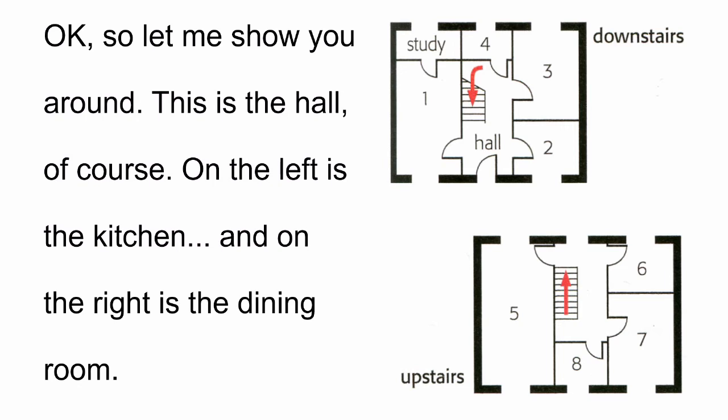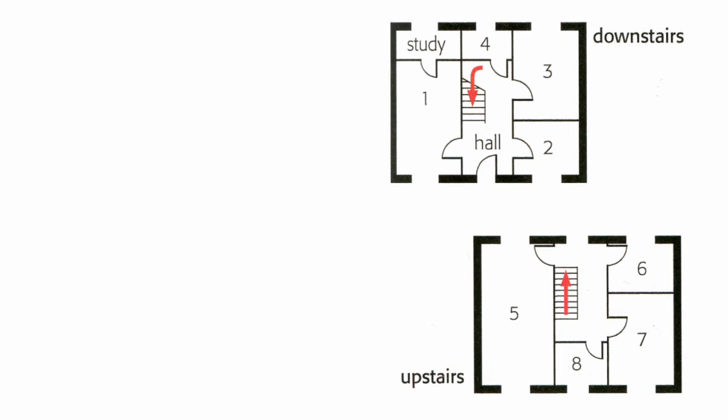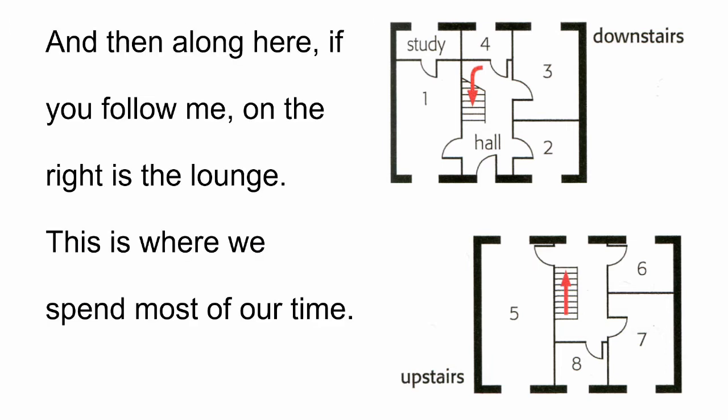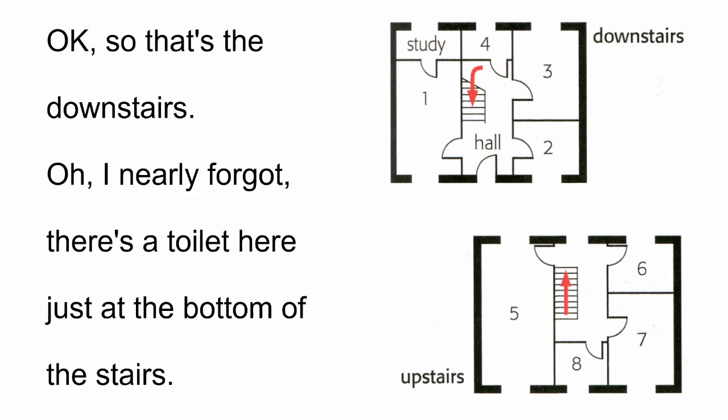Okay, so let me show you around. This is the hall, of course. On the left is the kitchen, and on the right is the dining room. And then, along here, if you follow me, on the right is the lounge. This is where we spend most of our time. Okay, so that's the downstairs. Oh, I nearly forgot. There's a toilet here, just at the bottom of the stairs.